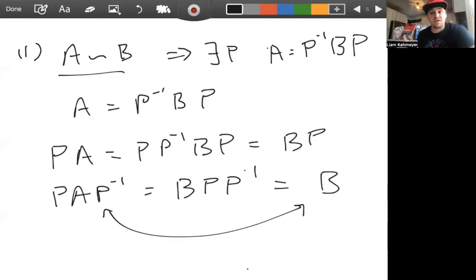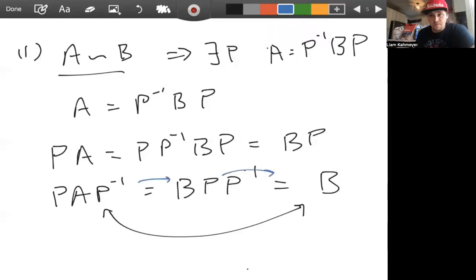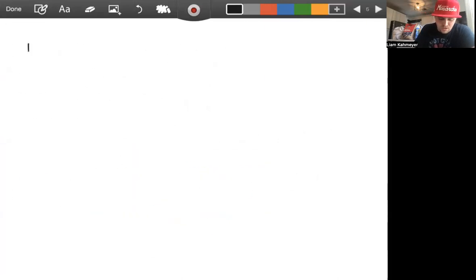And so, since equality is an equivalence relation, equality is transitive: A equal to B, B equal to C implies A equal to C. And so we've proven that this shows B is similar to A. Cool. Now what about transitivity?